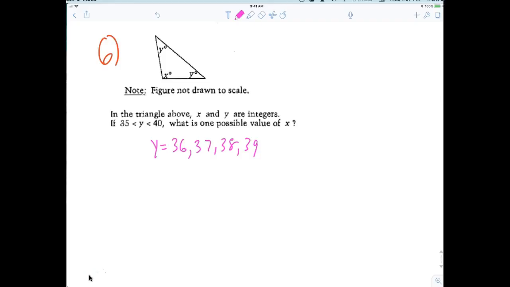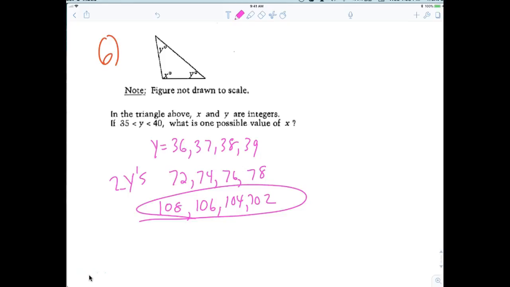So if y is 36, how many y's are in the triangle? 2. That means 72, 74, 76, and 78. Those would be the 2 y's. Is everybody with me? So the third angle has to be 180 minus that. Does everybody agree? So it could be 108, 106, 104, 102. Those were your options. All right? Is everybody good with that? Any questions?